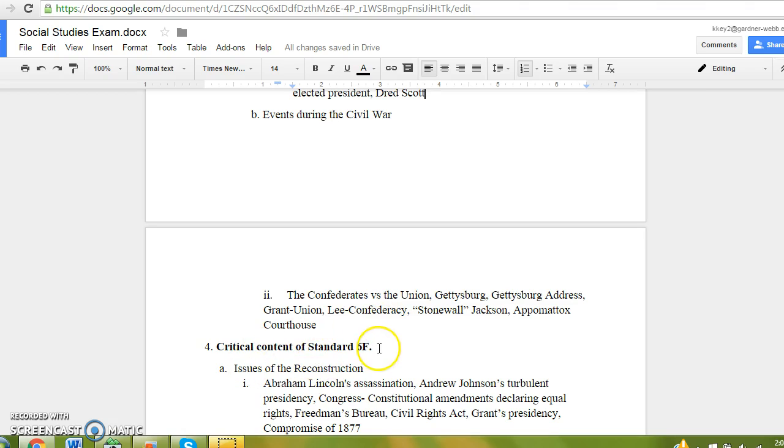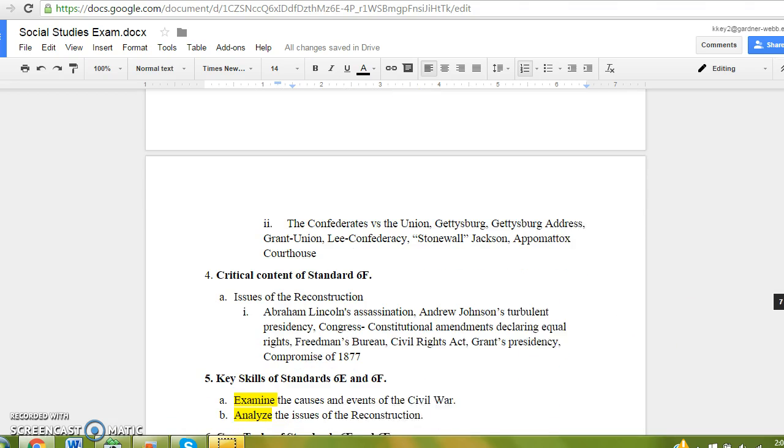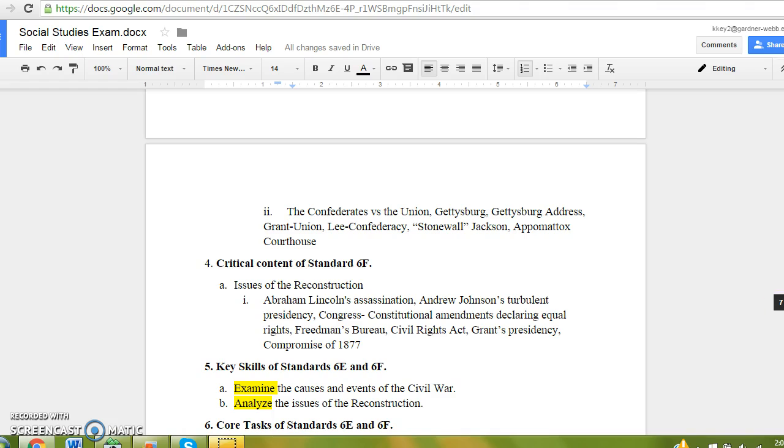Some of the critical content for Standard 6F is the issues with Reconstruction. You have, first of all, Abraham Lincoln being assassinated, which then led to Andrew Johnson becoming president, and his presidency was very turbulent. You've got the Congress versus Johnson the whole time.